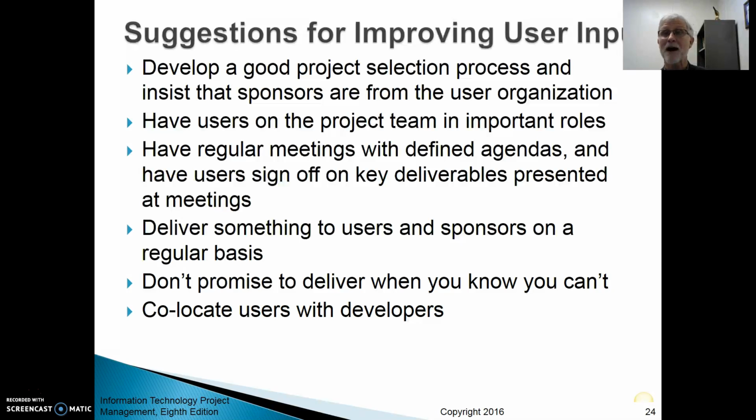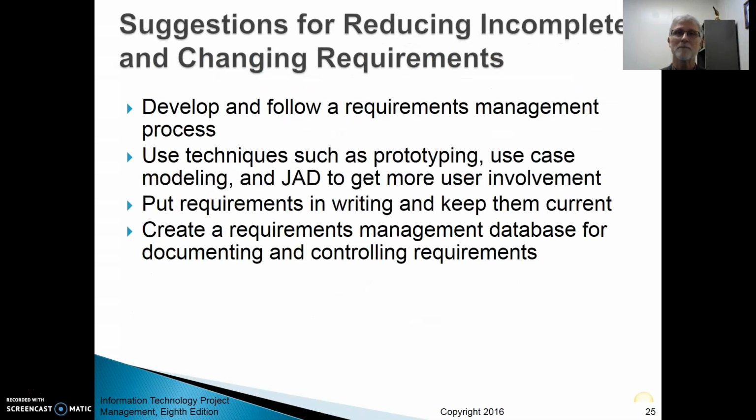Now, how do I improve feedback? I need to make sure I've got feedback from the users. Some of that is making sure I have a good project selection process, insisting that sponsors are involved, making sure the project team has major roles, and having regular meetings with defined agendas. I also deliver something to users and sponsors on a regular basis. We talked a little bit about the agile process, where you're constantly doing that, but you also want to do that if you're doing a waterfall model. You want to make sure that people see it. Of course, you don't want to promise to deliver something that you can't. And sometimes having users and developers in the same place can help in getting feedback.